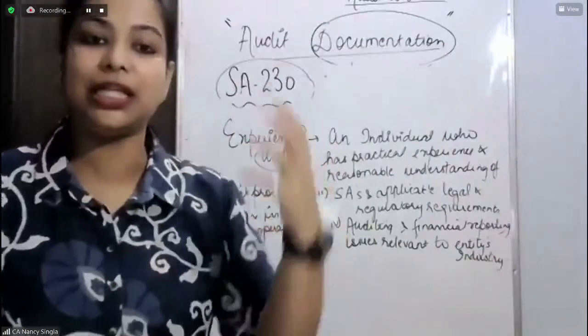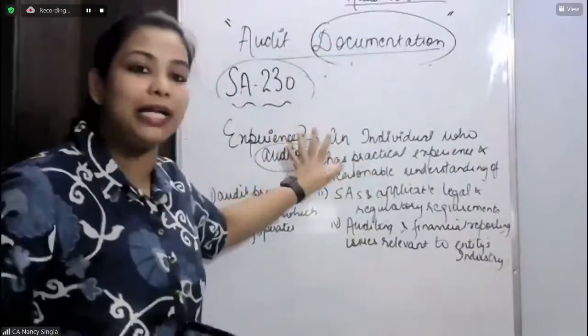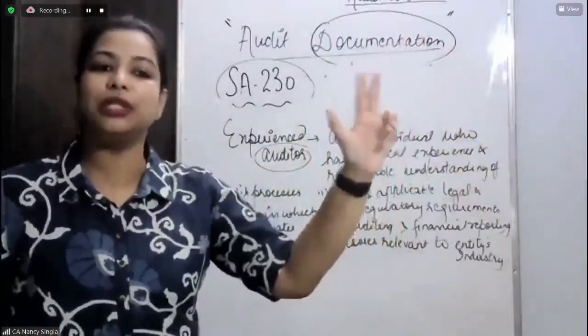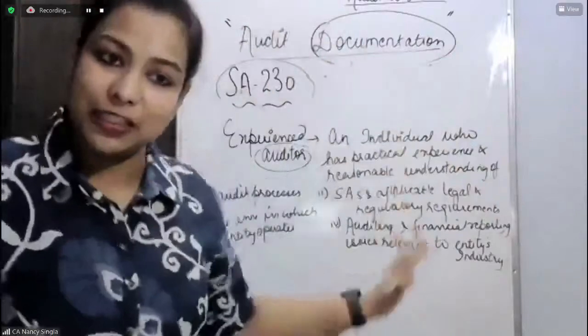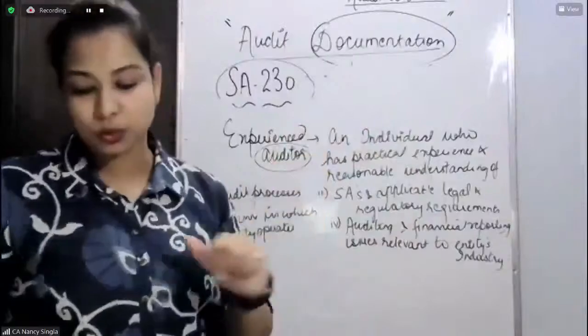So he will maintain documentation, and you will see that this documentation which the auditor maintains as per SA 230 is the property of the auditor. So the client will not maintain this. The client will maintain the accounting system, the internal control, the accounting policies. This part we are discussing is about the auditor's work. So the auditor will do that.